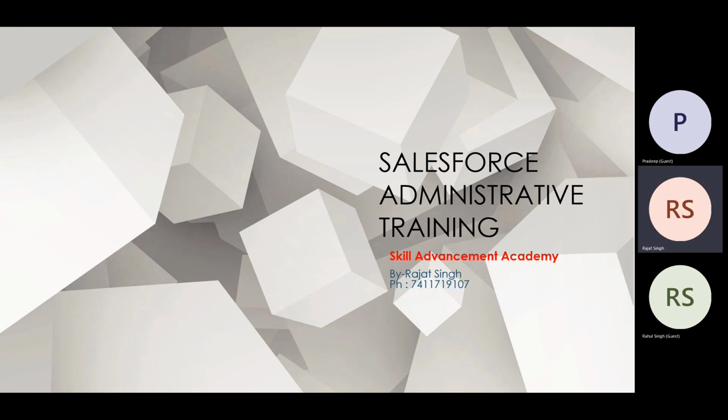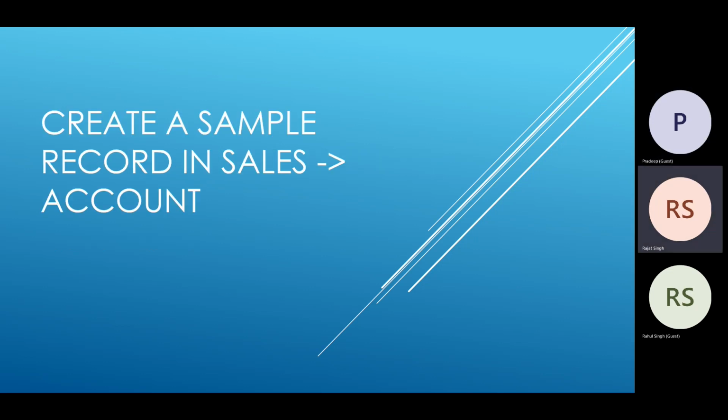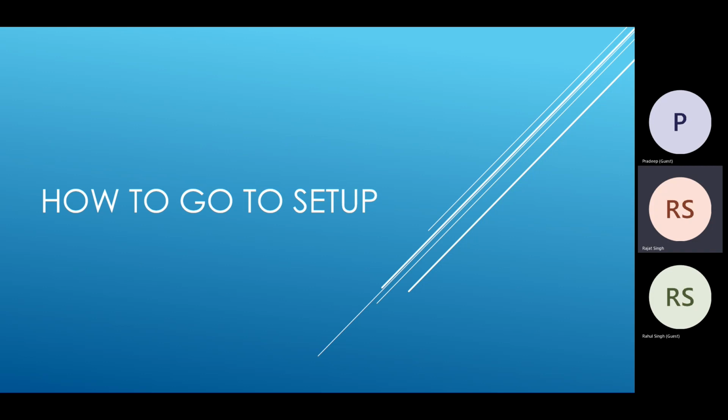So this was the density for the user. We created sample records in account, then the density setting for the user. Yes, create record. All right. Okay, so now how to go to setup. I'll just share my screen.